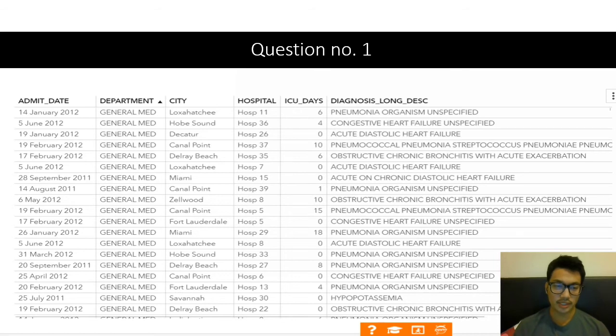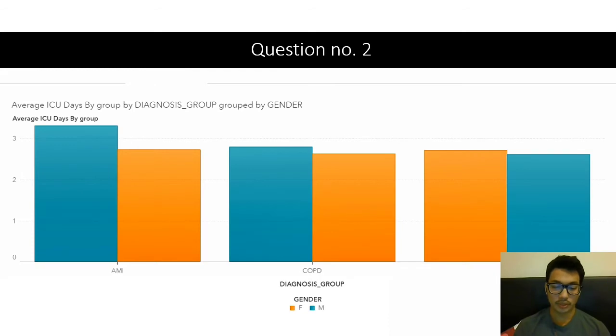So this is question number one. Question number two. A bar chart is used to show the required average number as per the question. A bar chart is most effective in this representation as it is a whole lot easier to spot the marginal differences in their values. The representation shows that the group AMI has the highest average number of both male and female patients, and the group COPD and group CHF lag in the same order.